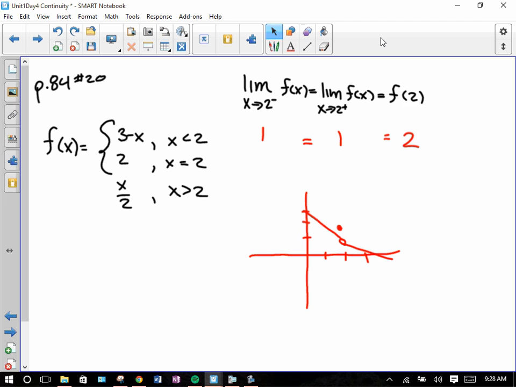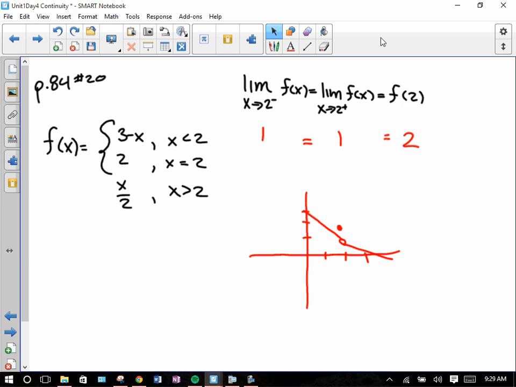The way we know that there's going to be a hole is if the left hand and right hand limits are the same, they're equal. That means the discontinuity is a hole, if there is one. If they're different, that means it's a jump discontinuity. That makes sense? So if the left hand and right hand limits are equal, hole. If they're not equal, it's a jump discontinuity.